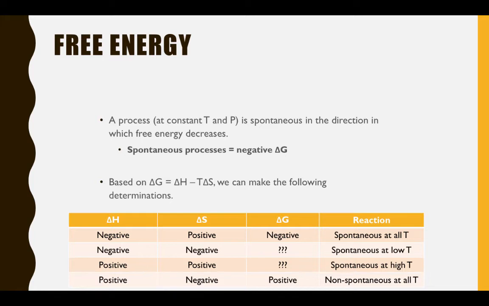Looking at the middle two cases now, recall that we said before that when delta H and delta S have the same sign, we can't predict the sign on delta G unless we know the temperature. Consider then that if they're both negative, it will be spontaneous at low temperatures because as T goes down, we're subtracting a smaller and smaller negative number from delta H, giving us a negative delta G. Conversely, when they're both positive, as the temperature gets larger, we'll be subtracting a larger and larger number from our positive delta H, giving us a negative delta G.